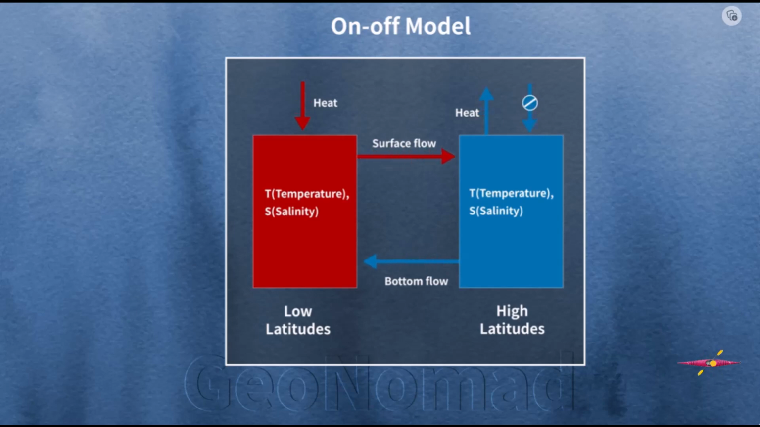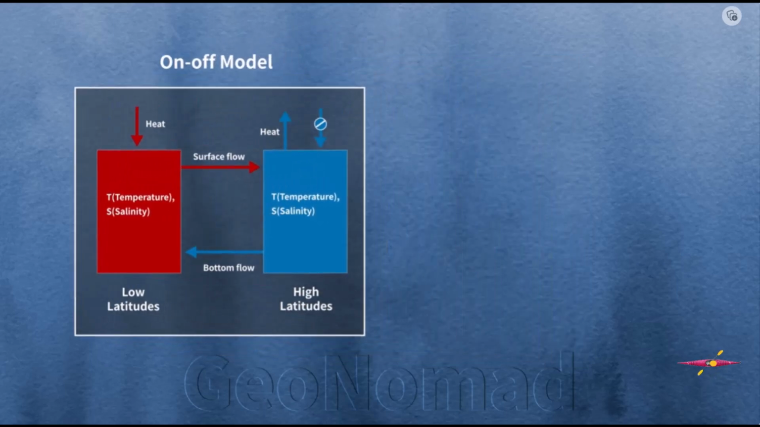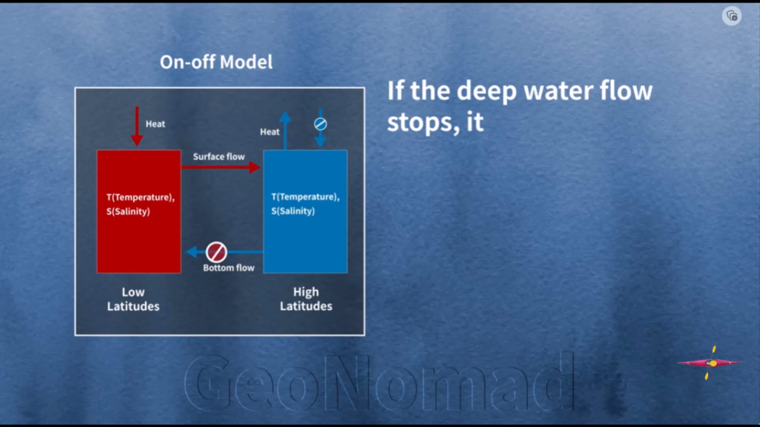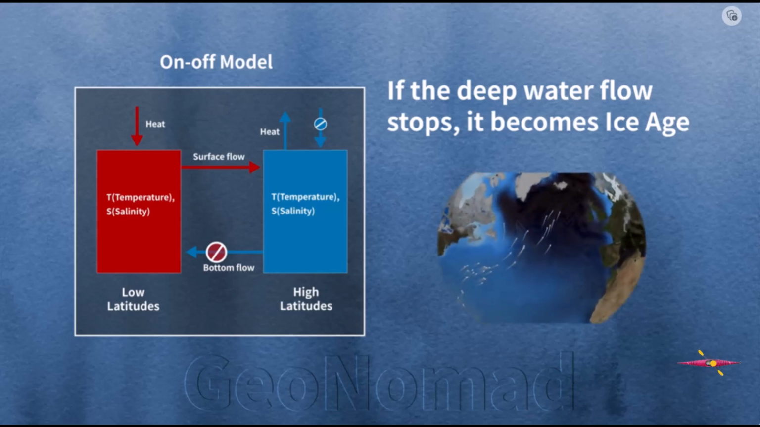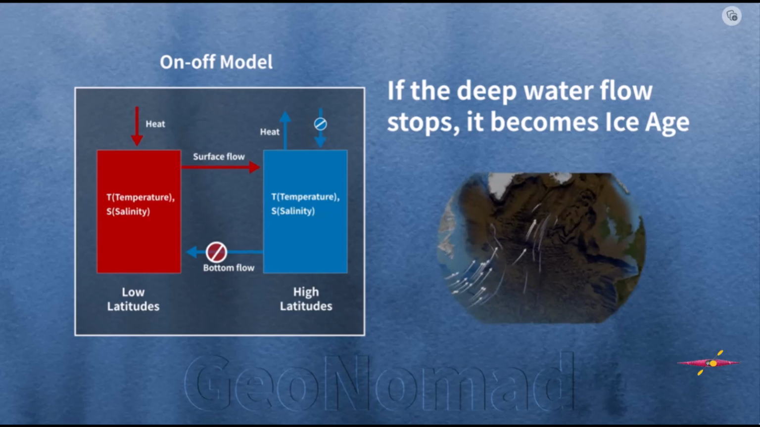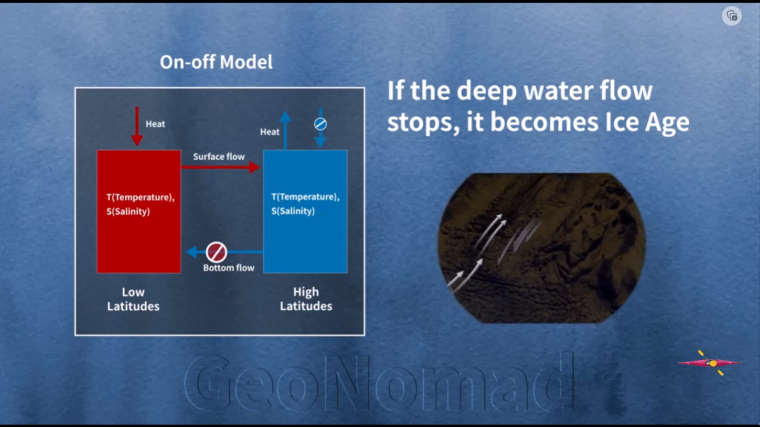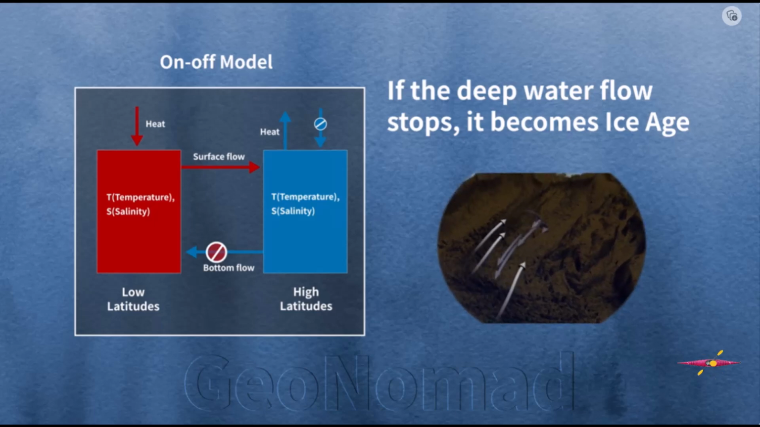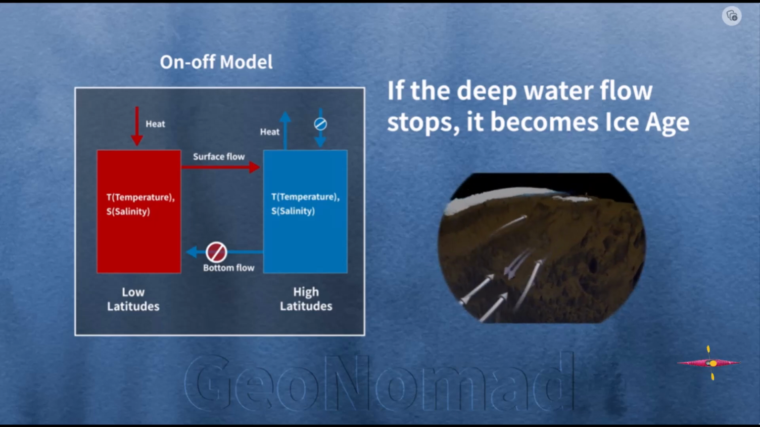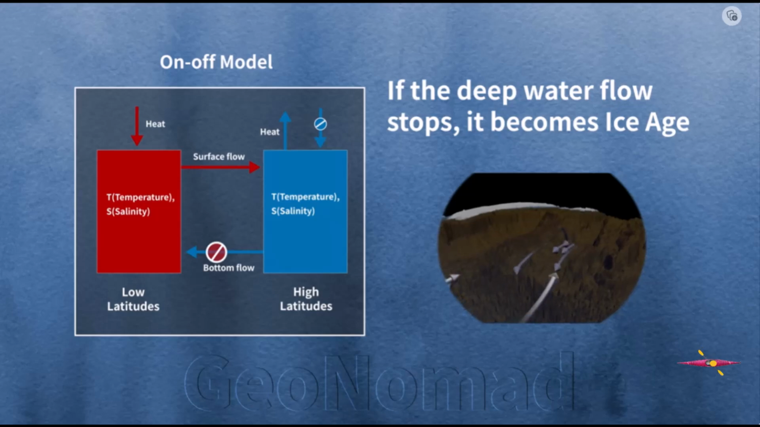The conveyor belt theory is that the climate changes rapidly when the deep water flow conveyor belt stops or weakens. The current status of the conveyor belt is on, but if the flow of deep water stops and turns off, it becomes an ice age. In the off state, deep water formation in the North Atlantic Ocean stops, and the origin of deep water worldwide changes to Antarctica. It also stops the supply of large amounts of heat energy from the Gulf Stream, which was moving to the northern part of the North Atlantic.